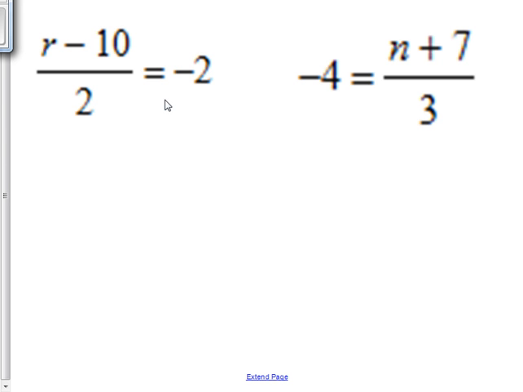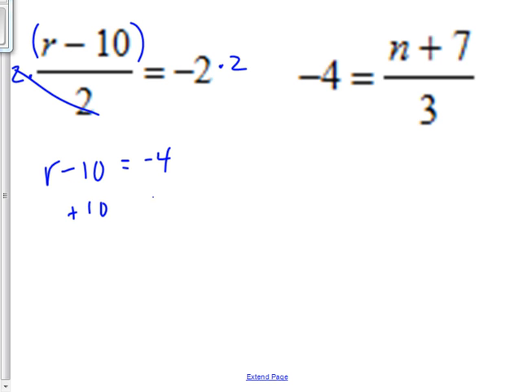Okay, so if we look at a couple more examples like that, if you ever see division written like this, just go ahead and throw parentheses around the top so it helps you see it, okay? And then we have to get rid of that bottom number first. So times 2, times 2. That'll get rid of your 2s. Now we can open up the parentheses. r minus 10 equals negative 4. Add 10 to both sides. And so r is equal to 6.